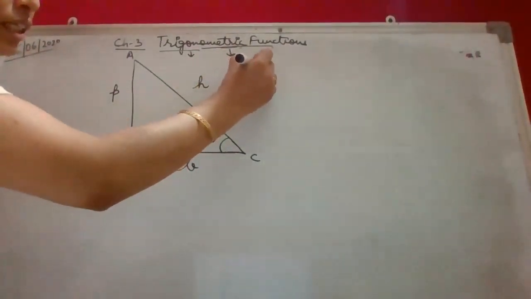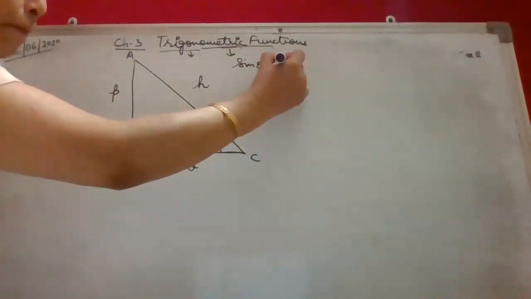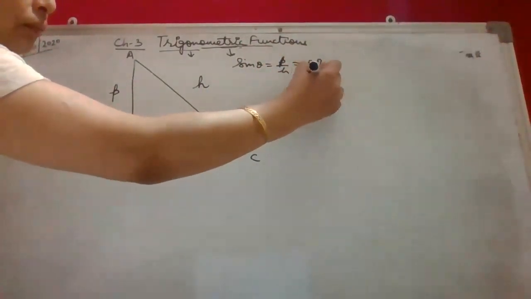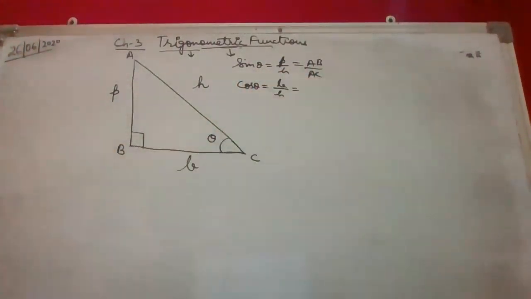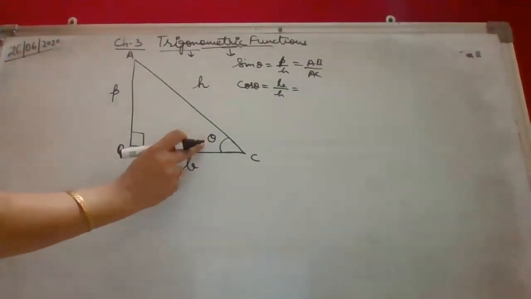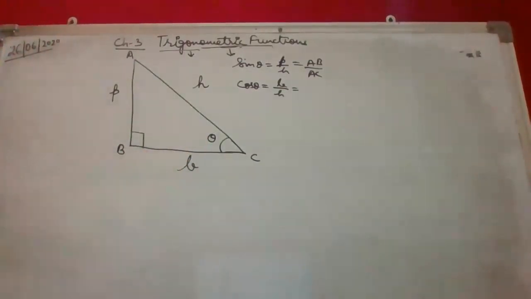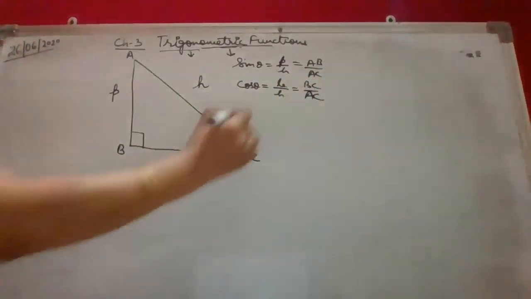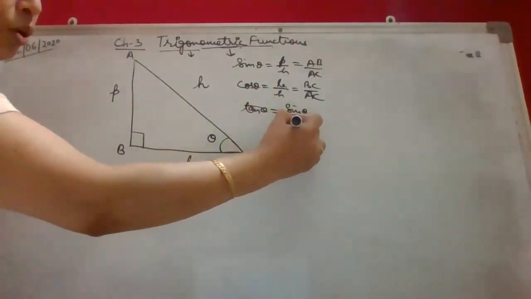So we have sine theta as perpendicular upon hypotenuse, that is AB upon AC. Cos theta as base upon hypotenuse. This perpendicular and base is always taken with respect to the acute angle. Side opposite to acute angle is perpendicular, side adjacent to acute angle is base. So cos theta is BC upon AC. Tan theta we take as sine theta upon cos theta.